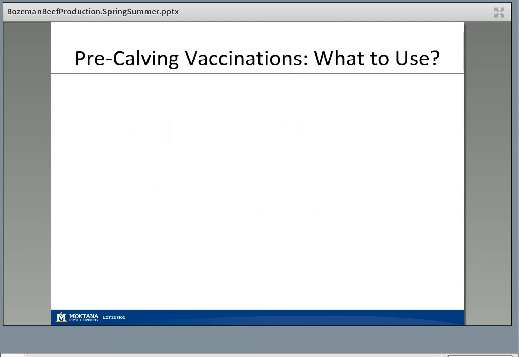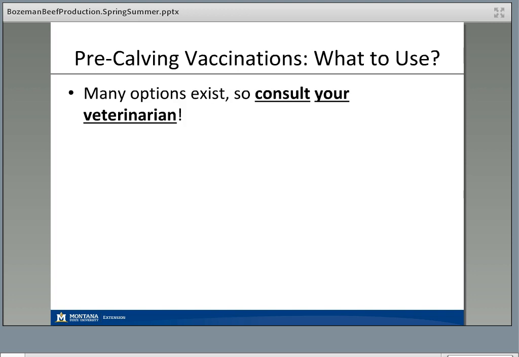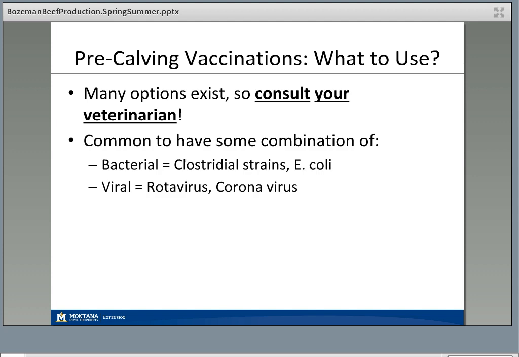So pre-calving vaccinations are certainly one way that can help us with that colostrum quality. There's a whole bunch of options that exist for pre-calving vaccines. So my advice is always to consult your local veterinarian. They'll be very familiar, much more than I would, with what kind of organisms are common in your area. It's common for pre-calving vaccines to have some combination of bacterial and viral strains. So in general, we'll probably have some Clostridial strains and E. coli, and then rotavirus and coronavirus we might also see.